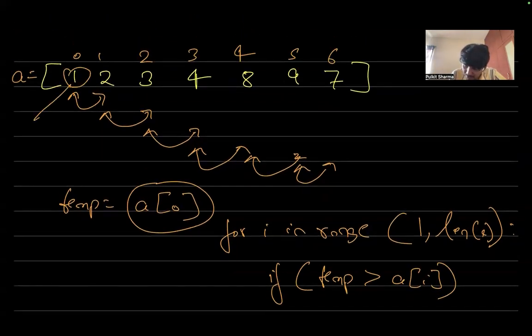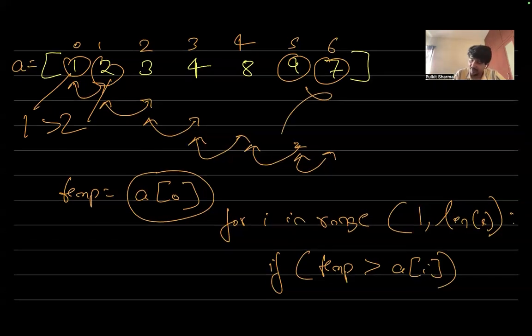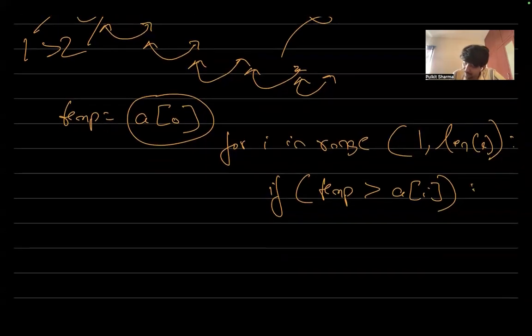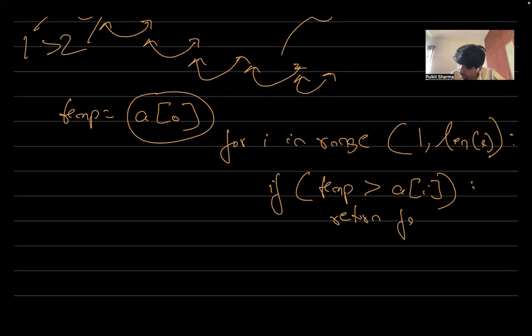If this element, is 1 greater than 2? True or false? False. It means good. If we select, for example, 9, is 9 greater than 7? Yes. True. Getting this? So if temp is greater than a of i, then we can say return false, because it's a function, it does something. Next, after everything completes, if we have not returned anything, that means I've completed traversing the whole list, and now I can say that the list is sorted. Return true. Getting this?